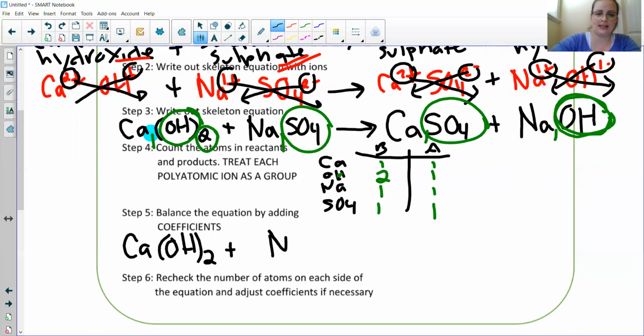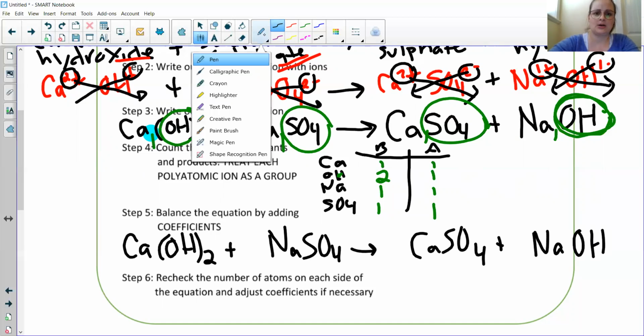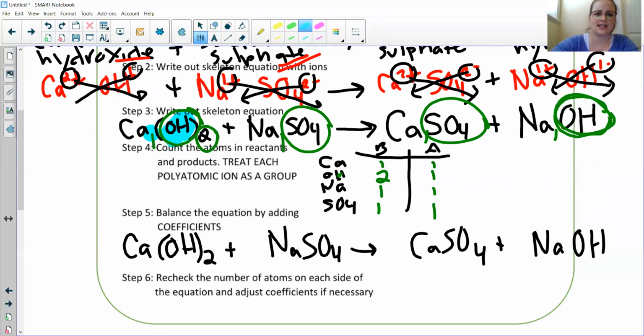So I'm going to rewrite it here just so that it's a little bit cleaner than all that circling I did up there. And I'm going to look at balancing it. Okay. So I have an issue with my hydroxides. If you look at the before, my hydroxides here, there was 2, but here there was only 1.